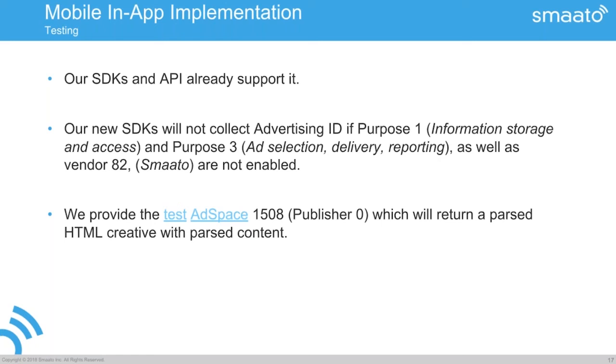And you can add the certain information there, use our SDK. If you have implemented any CMP or the current reference implementation, it will take that information and communicate it through. And if you configure it to the test ad space 1508 and the publisher 0, it will actually return an HTML creative with a parsed consent.